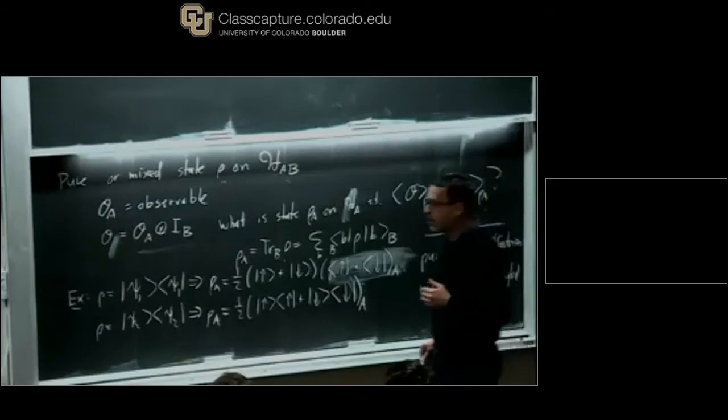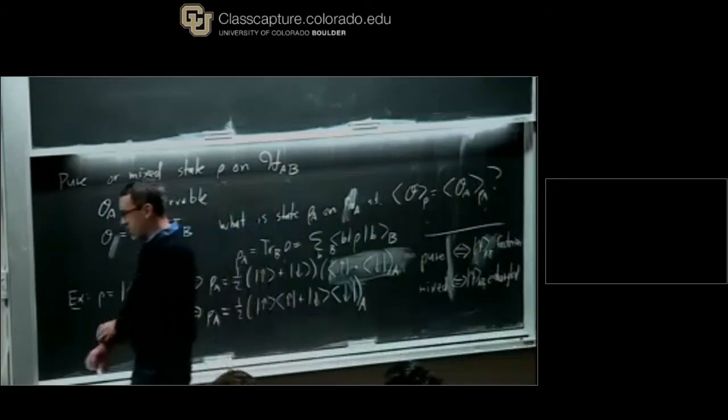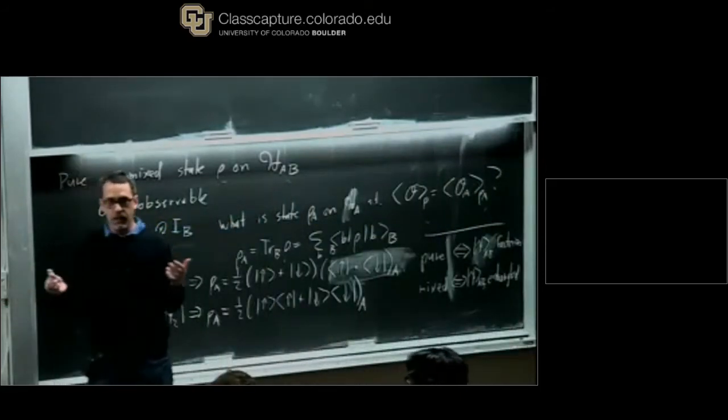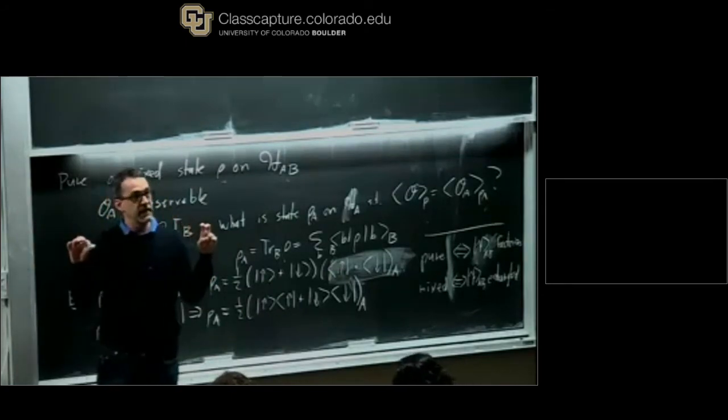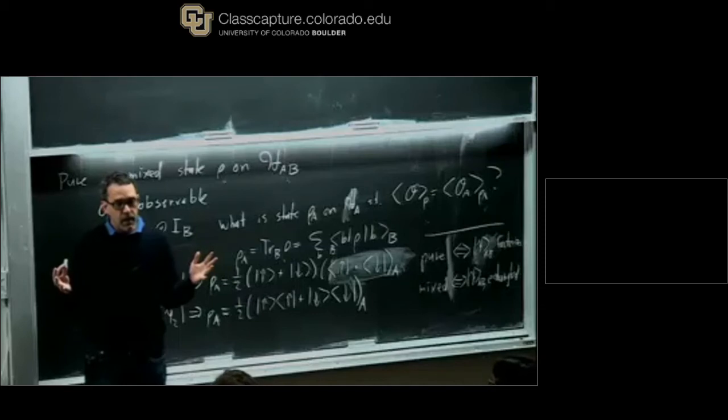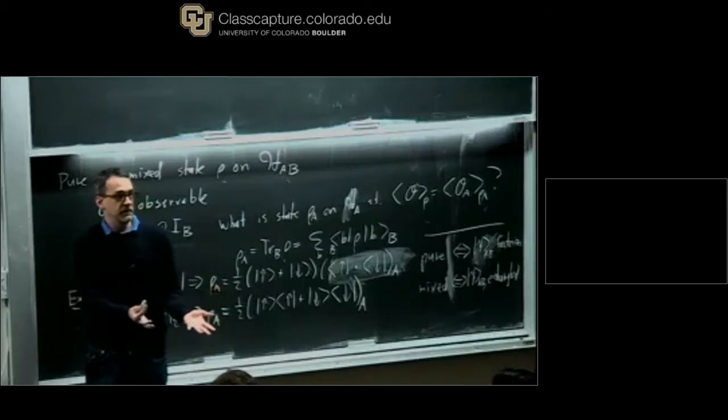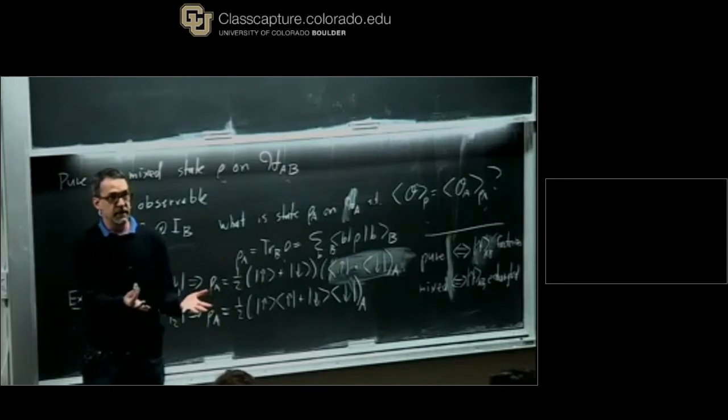Right, so we have a situation where we have a quote-unquote definite state on AB, and yet we have an uncertain, unknown state on A. It has some entropy. It's a mixed state.